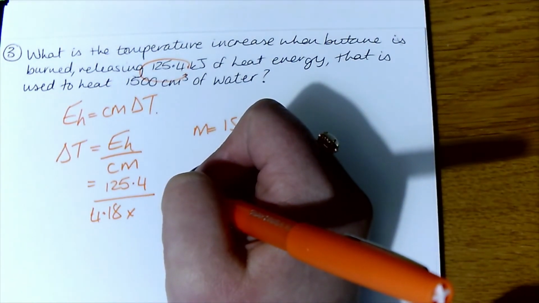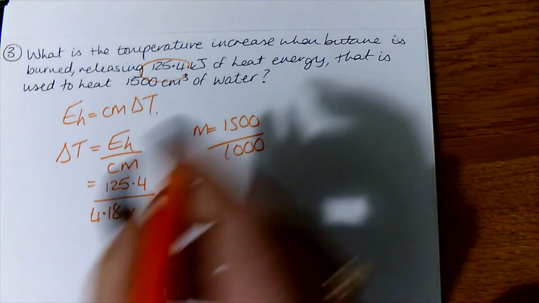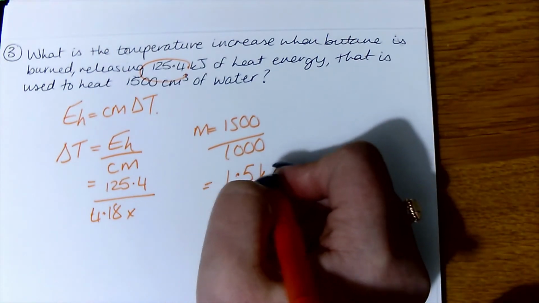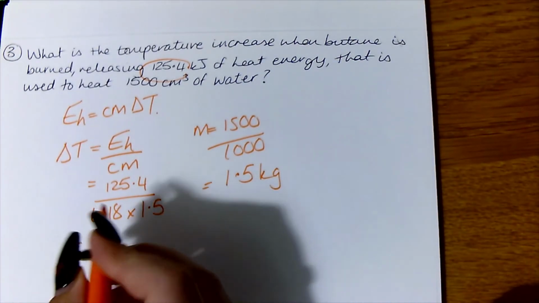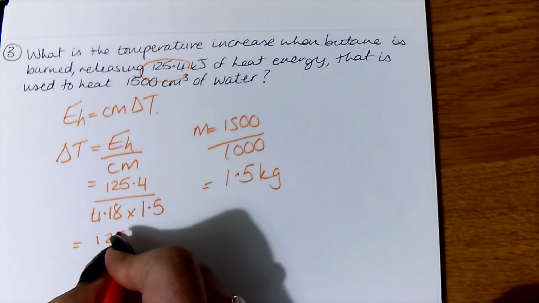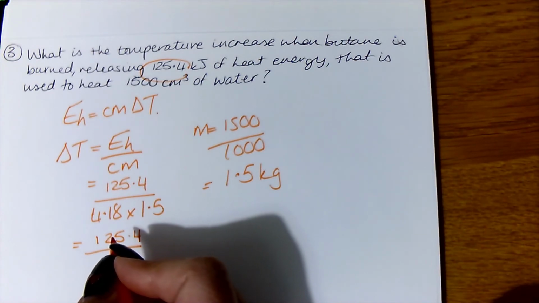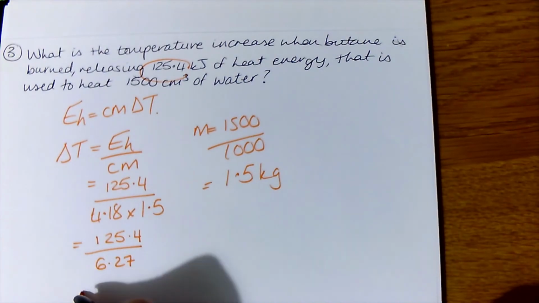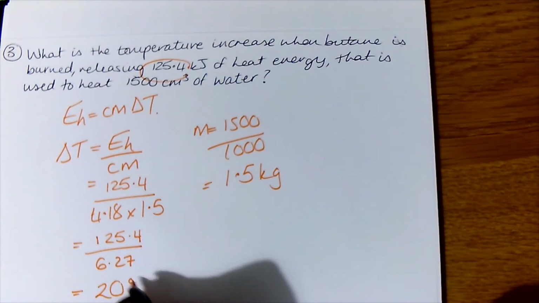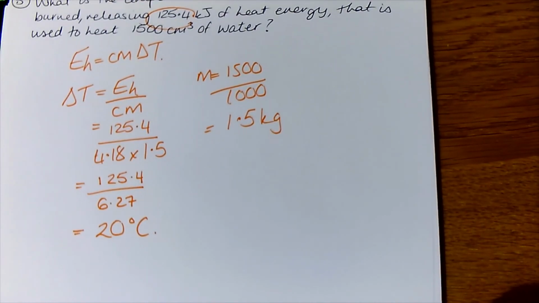We have the volume of water is 1,500 centimetres cubed. We divide that by 1,000 to work out the mass in kilograms. And we find that we use 1.5 kilograms of water in this reaction. When you calculate this, you get 6.27, and altogether when you do that division you will find that it is 20. Therefore the temperature increase during this experiment is 20 degrees centigrade.